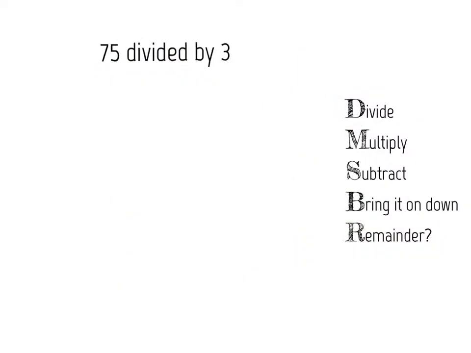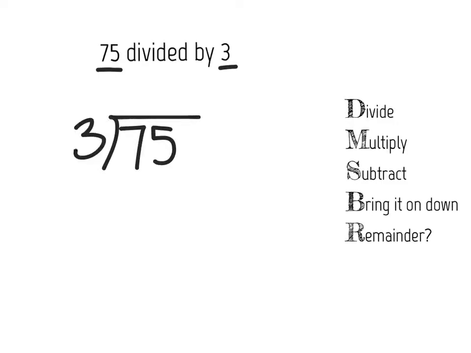Okay, 75 divided by 3. So my bigger number we know is my dividend. I'm going to put my dividend on the inside. We know that the smaller number is our divisor, which we always put on the outside. And we know on top is going to be our quotient. Okay, so let's get started. So we're going to start with divide.